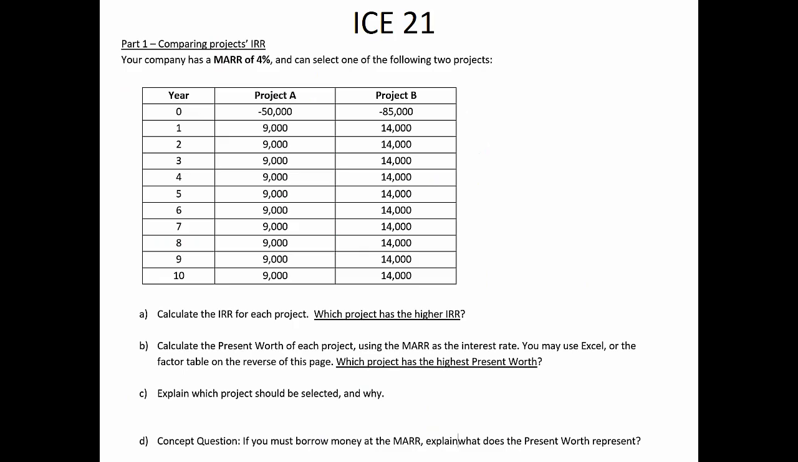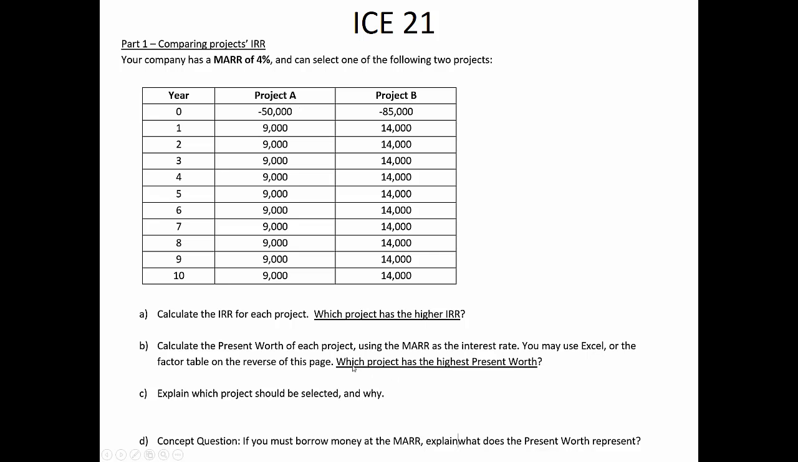So I've emailed you a PDF copy of in-class exercise 21, and what I'd like you to do is pause this recording and work through each of the questions asked here. You're going to need to start Microsoft Excel, set up the table as it's shown, and you can calculate the internal rate of return pretty easily using the =IRR function in Excel. Then in part B, I'm asking you to compare these two alternatives with the present worth method. In other words, find out at the MARR of 4%, what's the present value of each project.